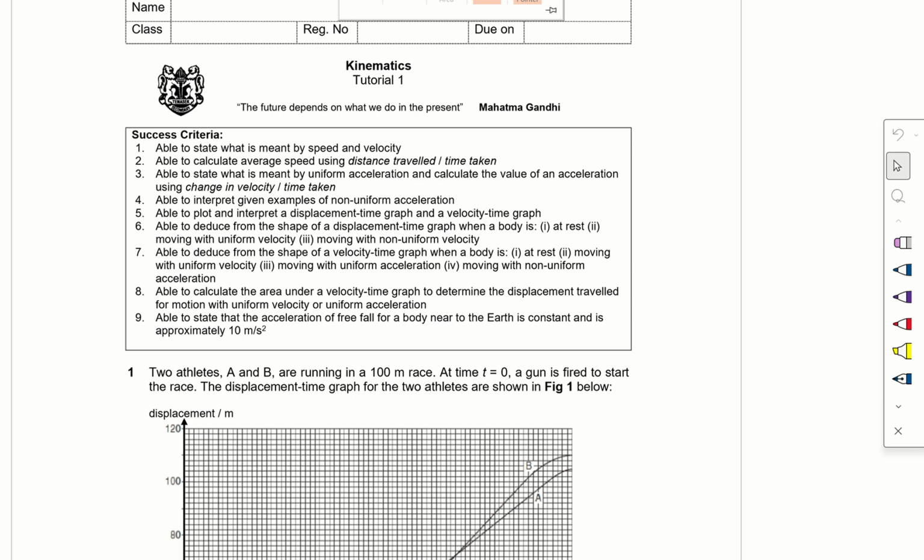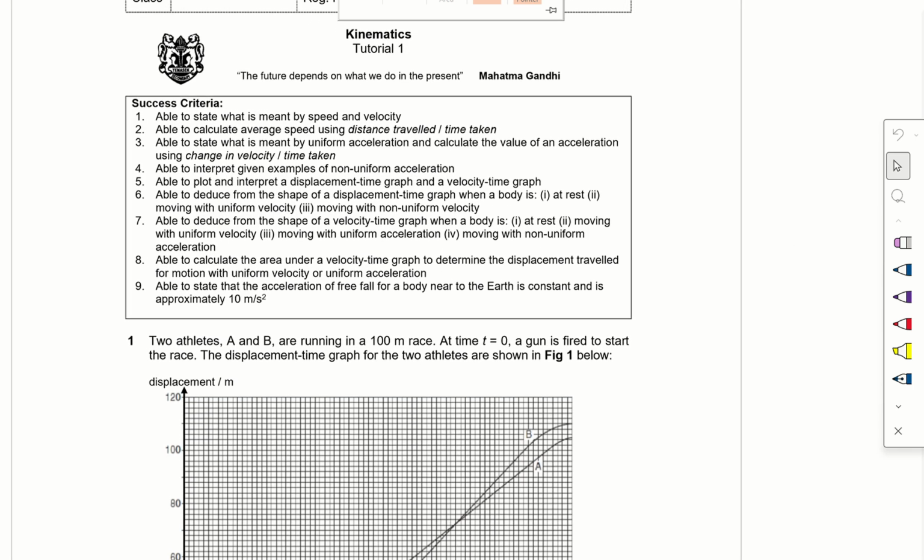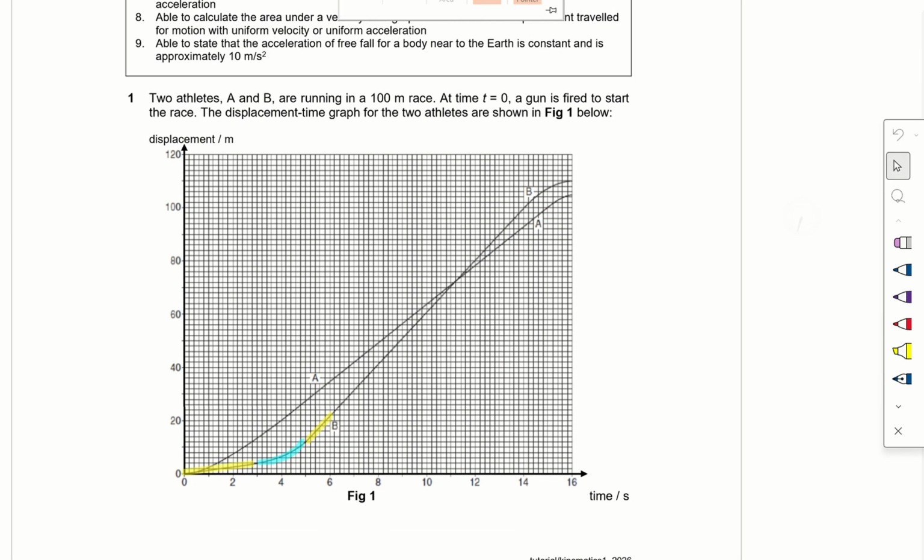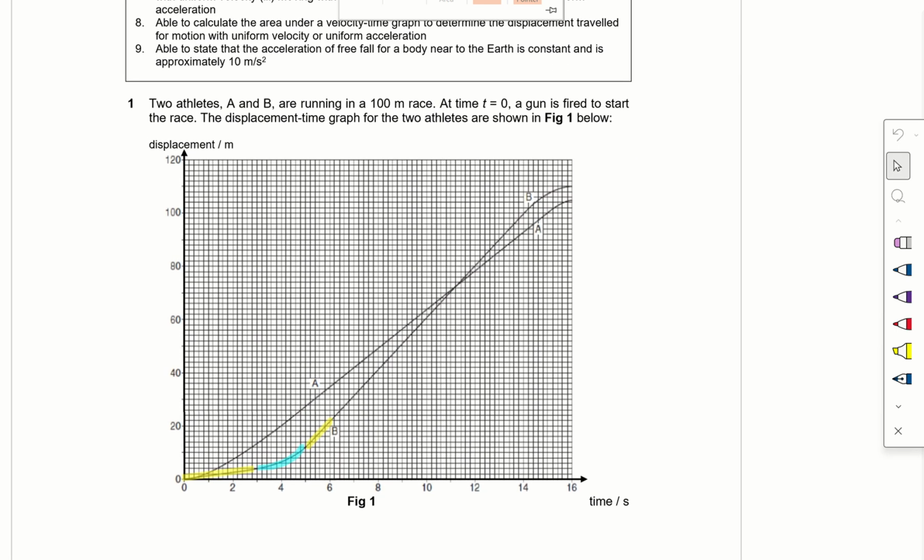Okay, for this video, I'll be going through Kinematics Tutorial 1. Okay, question 1. Two athletes A and B are running in a 100-meter race. So this is the distance that they'll be running in. Okay, so total distance is 100 meters.